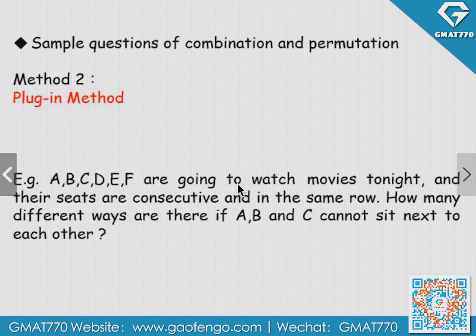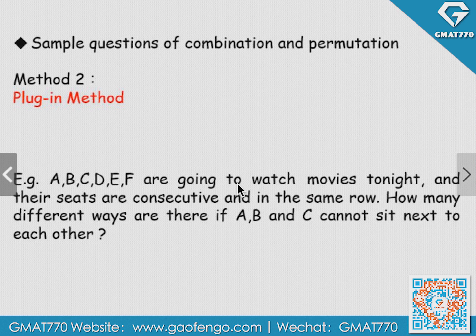The second method you will use is the plug-in method. Also, we use an example to explain it. A, B, C, D, E, and F are going to watch movies tonight, and their seats are consecutive and in the same row. How many different ways are there if A, B, and C cannot sit next to each other?